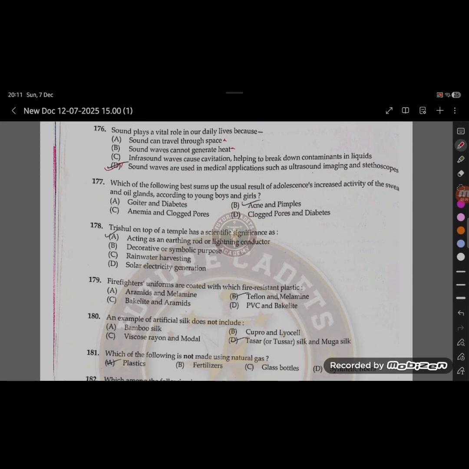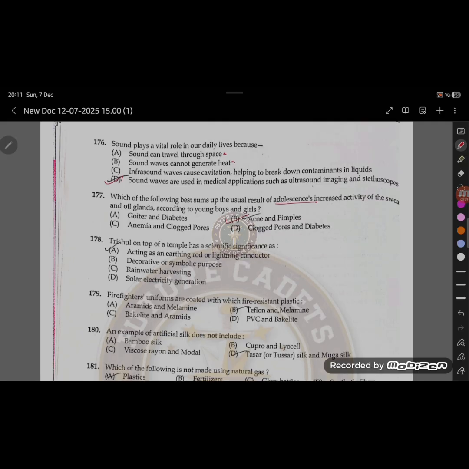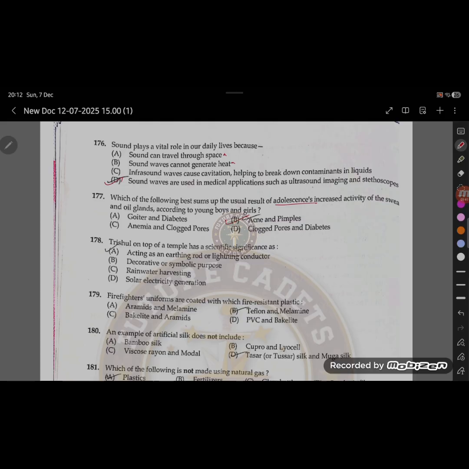Okay, 177 is about the adolescent's activity that increases. So goiter, diabetes, anemia, clogged pores and diabetes. No, not really. They have nothing to do with adolescence. These are all lifestyle disorders basically. When your diet is not good, they can occur at any age. The appropriate answer is B.